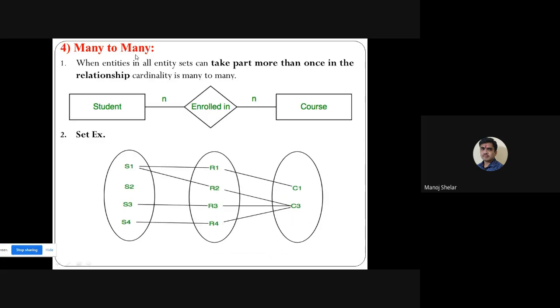Many to many is represented as n, where n means many. So student and course: many students, many courses. Many students take many courses, or many students enroll for many courses. This is a many to many relationship. Here one to many and here many to one. So many students enroll in many courses. This is an example of the many to many relationship.